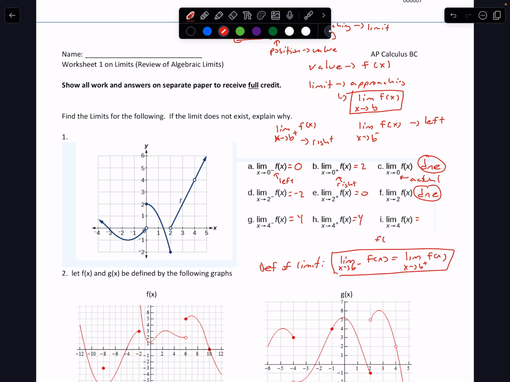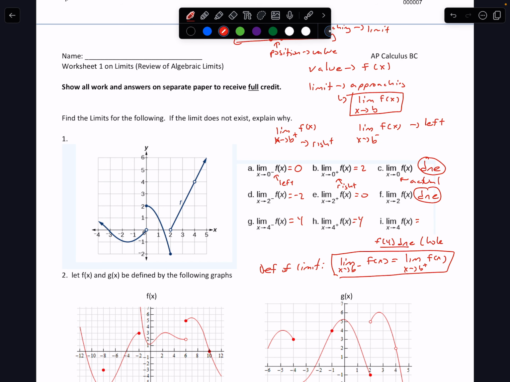I know that the value at 4 does not exist because there is a hole there. There's a hole. But it doesn't mean we can't approach a hole. You can approach the cliff of the Grand Canyon. You just don't want to go in it.